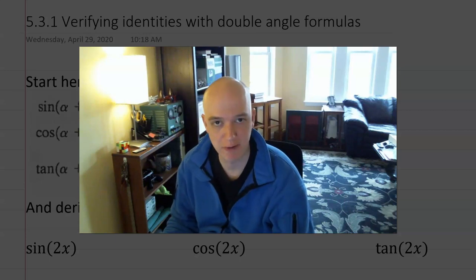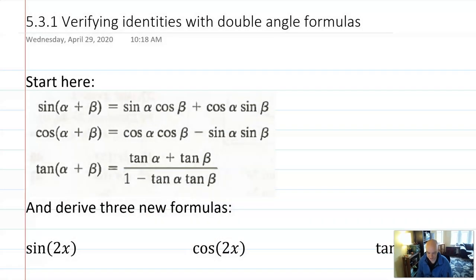Today we're going to talk about verifying identities using the double angle formulas, and we're also going to talk about deriving the double angle formulas. This is section 5.3 in our textbook. This is the first of about four videos we're going to record on section 5.3. It is a very dense section.